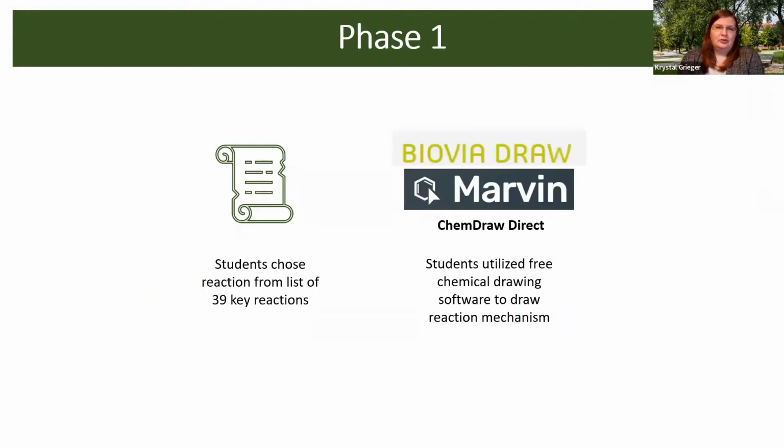And so overall, as I said, for phase 1, we gave the students a list of 39 key reactions that we picked out from the textbook, and let them pick from that list which reaction they were going to pursue for the semester at the beginning of the semester. And then we had students use free chemical drawing software to draw the reaction mechanism for that first step after they picked their reaction. And so we let them use things like Biovia Draw, Marvin Sketch, or ChemDraw Direct, so that way students wouldn't have to pay for it.